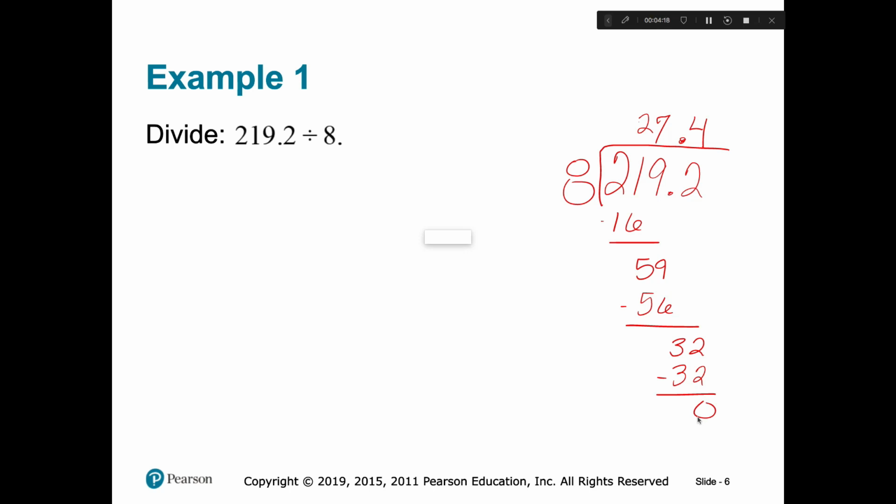When we divide with decimals, we never have a remainder anyway. We always have to add another 0, drop those zeros down till we're done, or until the instructions tell us to stop. Okay?